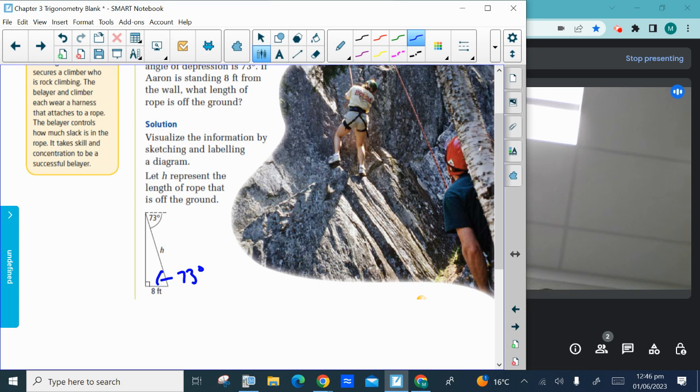So Chloe, what's our first step? What have we been doing the last couple of days? Label the sides of the triangle. The side across from the right angle is the hypotenuse. We're going to use the angle inside the triangle, 73, the angle of elevation, the angle at the bottom. The side across from that is the opposite. Third side is the adjacent.